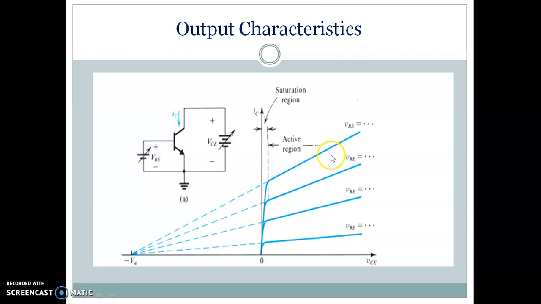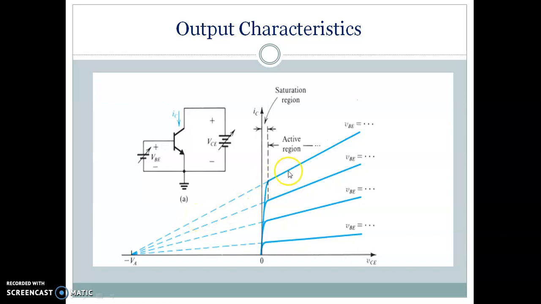So James M. Early wanted to find out why this slope is not 0, why it is positive. He extrapolated all the curves, and all those curves intercept the x-axis at a point, a voltage, which is named after him as the Early voltage.